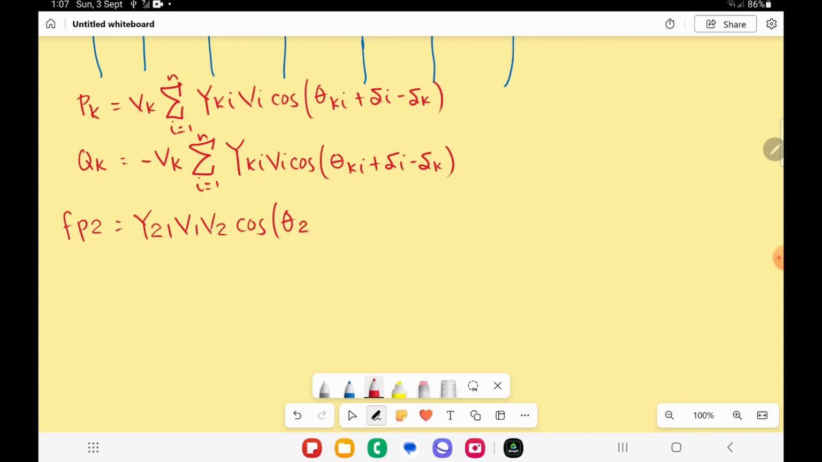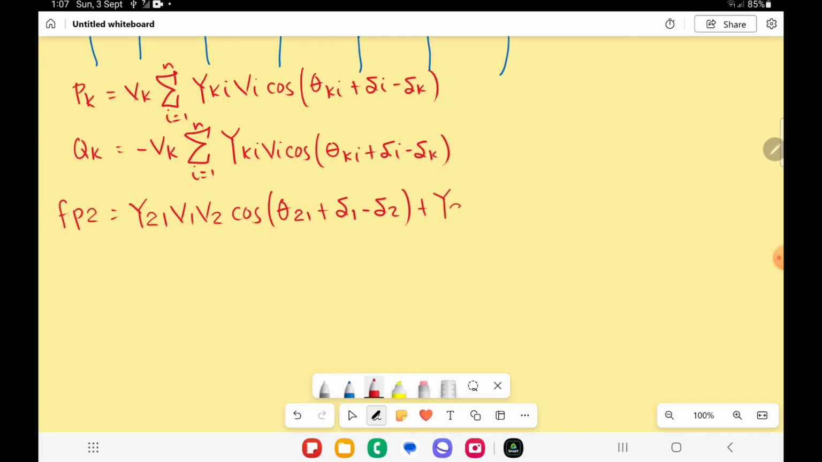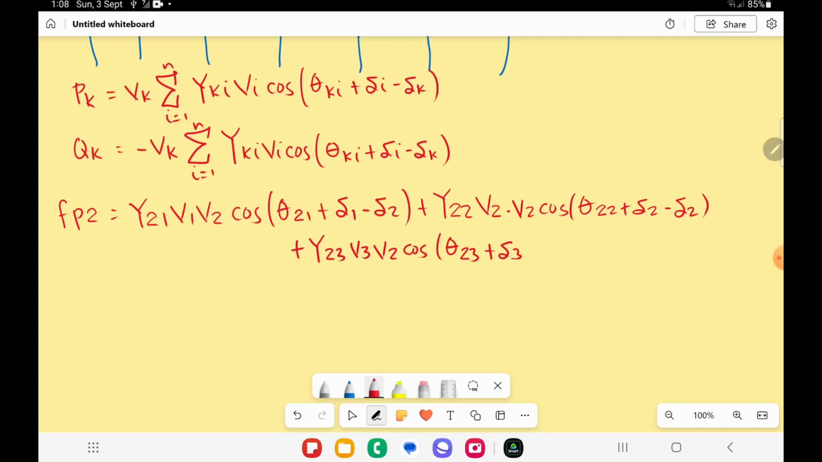Cosine theta 21 plus delta 1 minus delta 2 plus Y22 V2 V2 cosine theta 22 plus delta 2 minus delta 2 plus Y23 V3 V2 cosine theta 23 plus delta 3 minus delta 2.